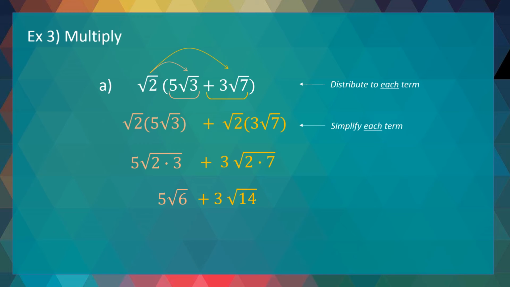Now that we have simplified each of the terms, we look at the problem as a whole. We're being asked to add these 2 radicals. Are these like radicals? Well, remember, like radicals have the same index and the same radicand. And these are not like radicals. So this would be your final answer.